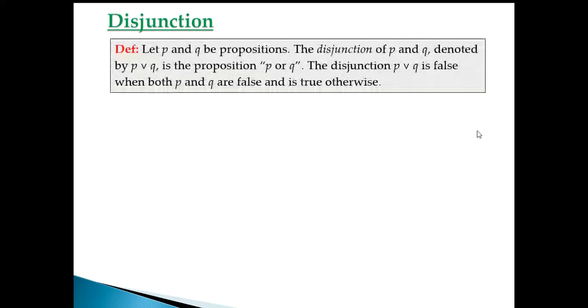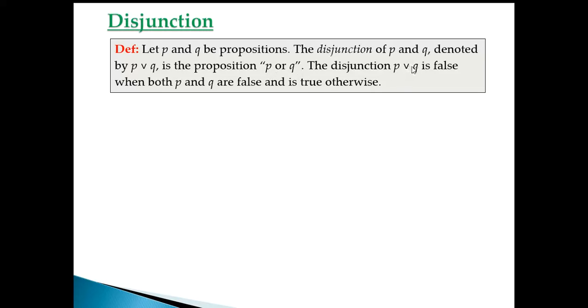So what is the disjunction? Let P and Q be two propositions. The disjunction of P and Q is denoted by this sign. Earlier we saw this, and we read this proposition as the disjunction, P or Q.